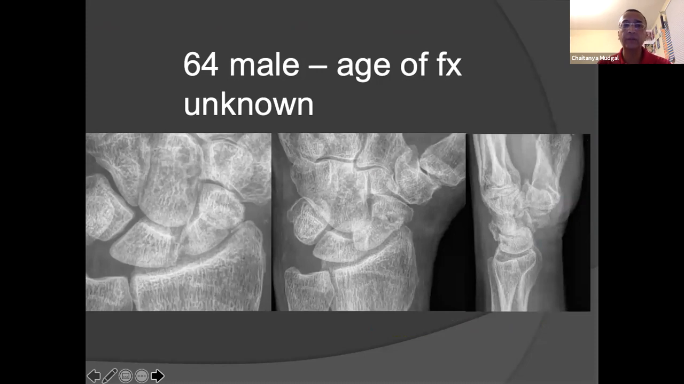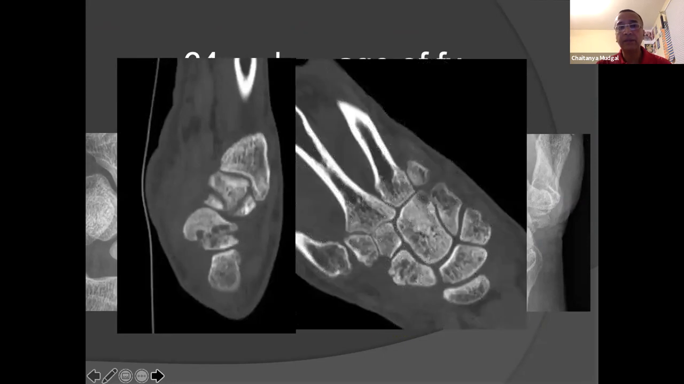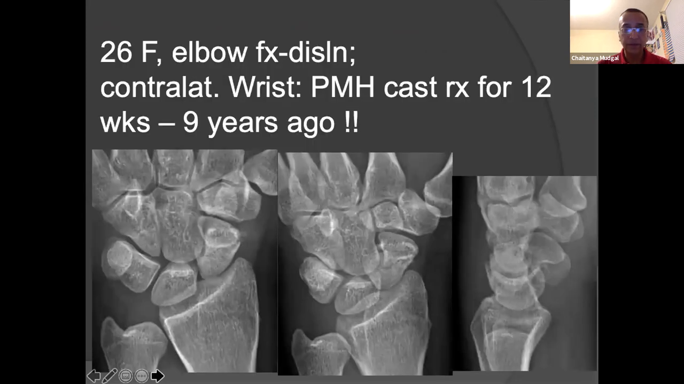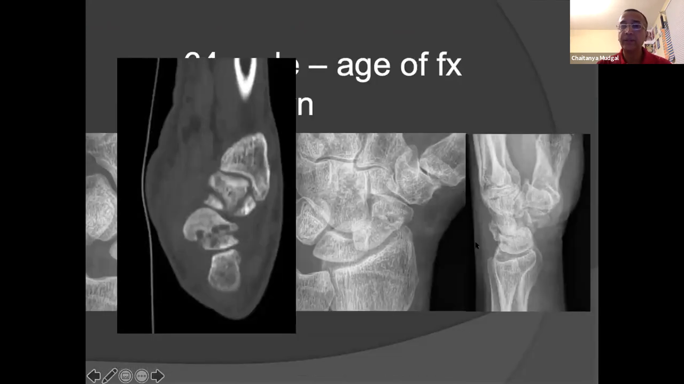Here's a 64-year-old male who came to see me for some other reason and he had a fracture of unknown age. You can see that this is a B1 fracture which has gone on to form cyst formation. And in addition, he had not much of a DISI to speak of.